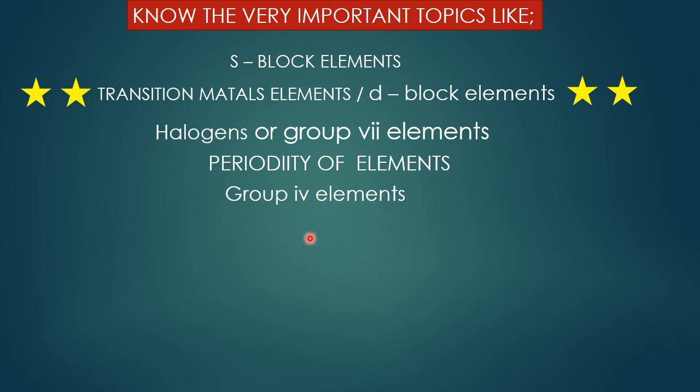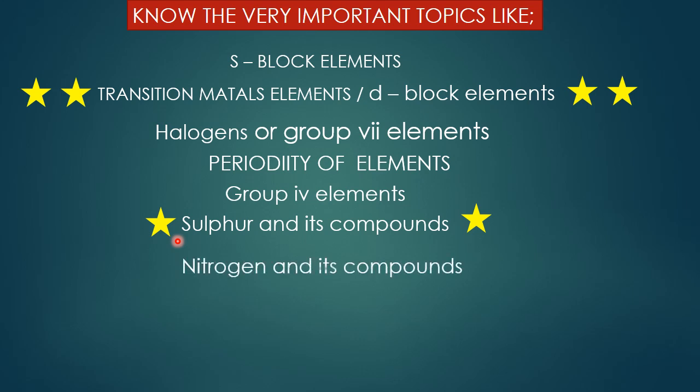Then friends, we also have sulfur and its compounds. Then as well we have nitrogen and its compounds, friends. But sulfur and its compounds, guys, is super important. They deserve 2 stars. Okay, 2 stars are very important, friends. Then we have nitrogen and its compounds. Nitrogen, very important as well. It deserves 2 stars. Good. These are very important areas, friends, that the GC board or your exam board can never forget to test on. Okay, they can never forget.